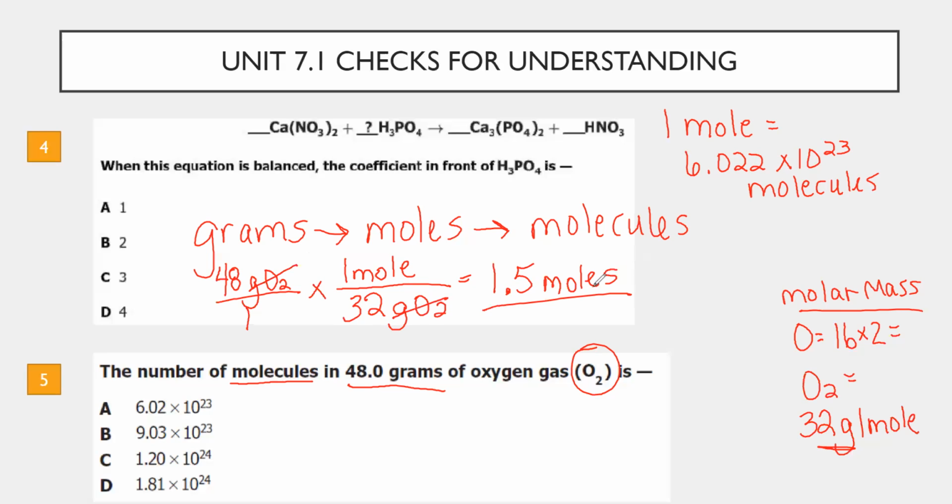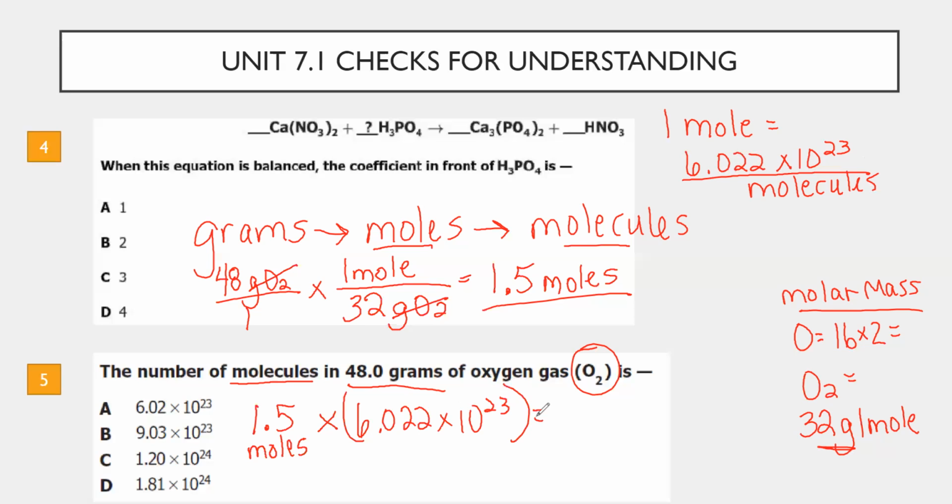All right, now we have to take the moles and go to molecules. So now you're going to take 1.5 moles. And what did we say? How many molecules are in each mole? We said 6.022 times 10 to the 23rd. Okay, put that into your calculator, and you should end up with 9.03 times 10 to the 23rd molecules of O2. All right, your answer is right here.